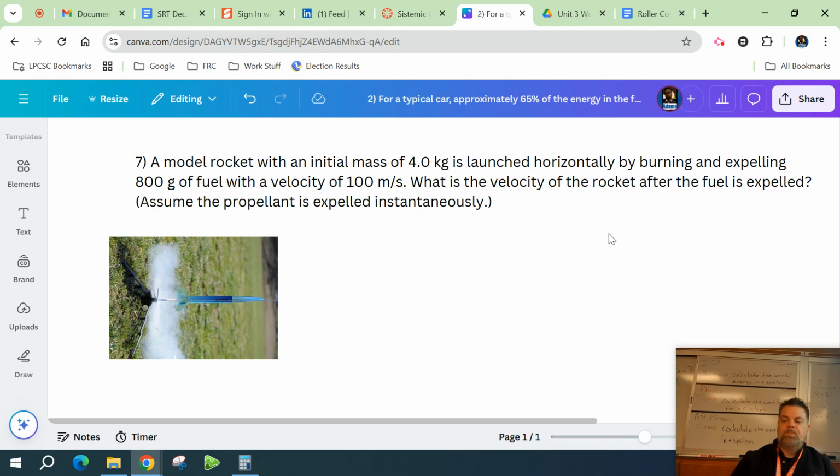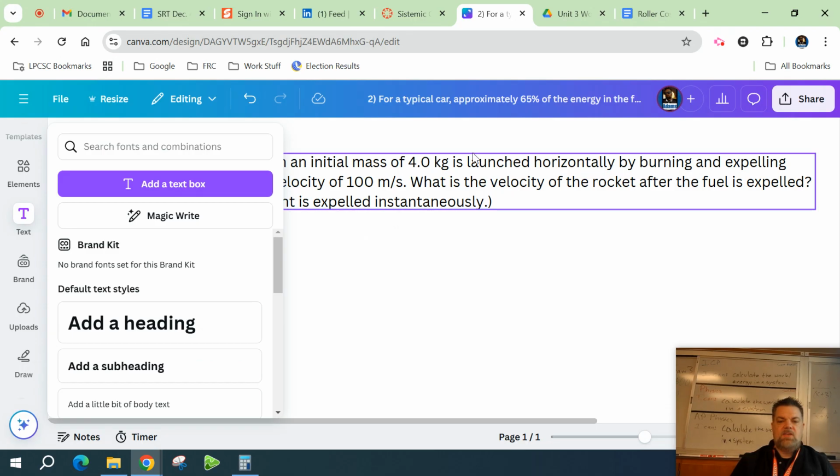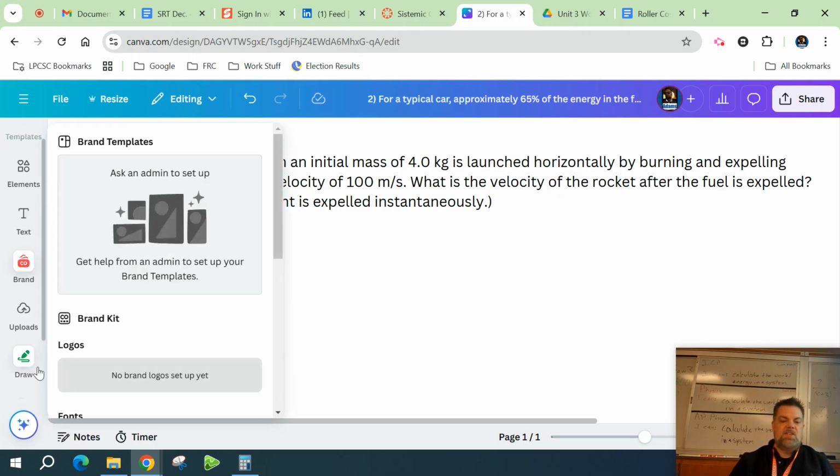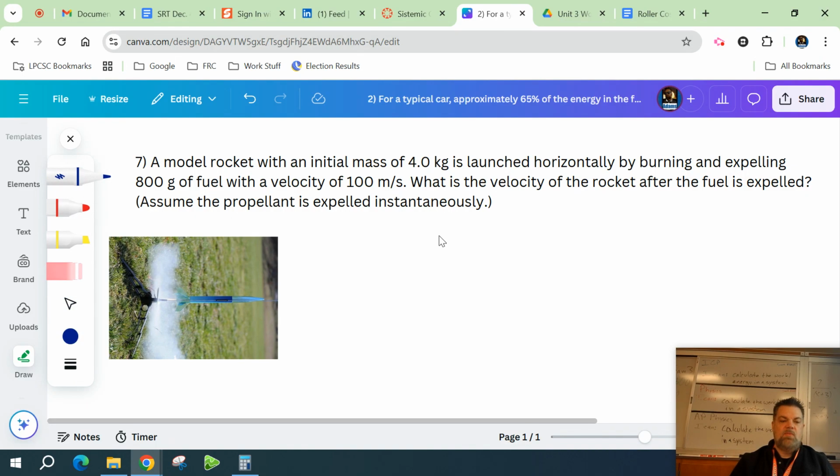So the rocket, this is an interesting one. The momentum is conserved. So we're going to do this two ways. We're going to do the momentum of the rocket should be equal to the momentum of the fuel. And then the fuel goes on its own path. It actually disappears, but that's okay. So let's write that out and then do some math, and we'll see how that works.